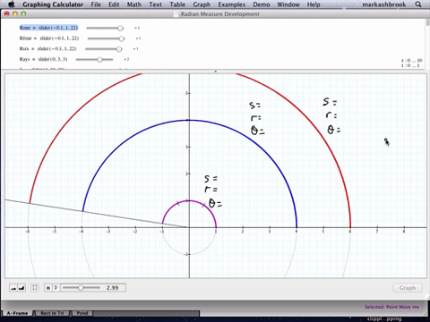S is the arc length in the units of the scale. R is the radius of the circle. Theta is the angle in radians that subtends that arc, or cuts off that arc. For all 3 of them?